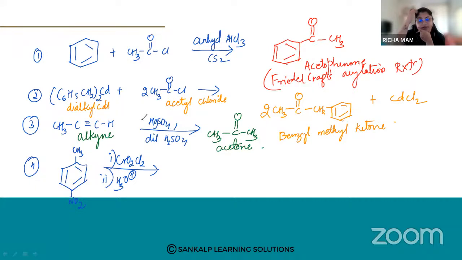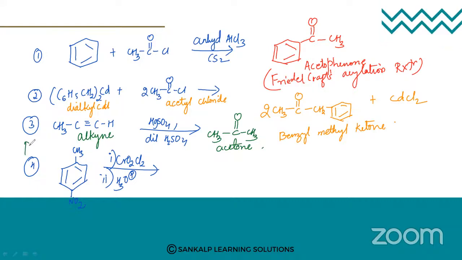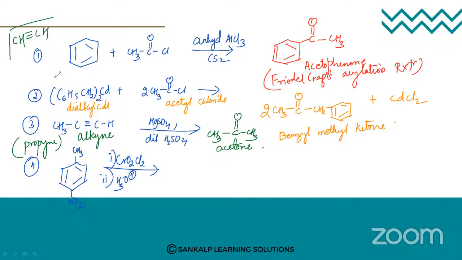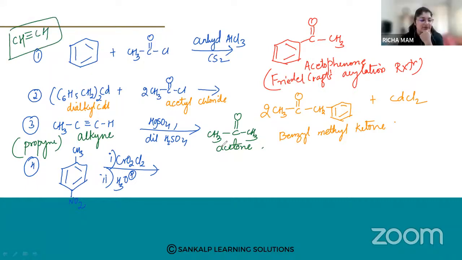So we have seen this from alkynes, the general reaction, in the last class. When we have propyne in the presence of HgSO4, and CH triple bond CH, you get an aldehyde. If you have other than this, then you get acetone, a ketone. Okay. Last one.